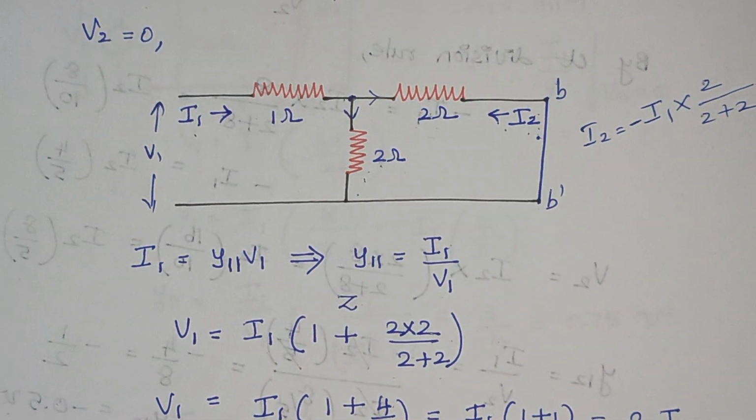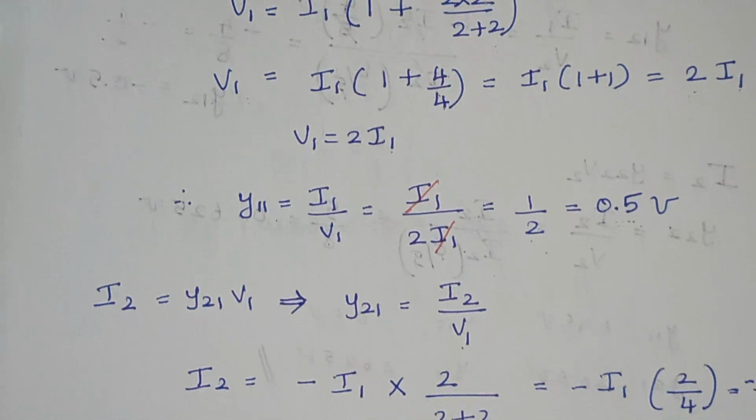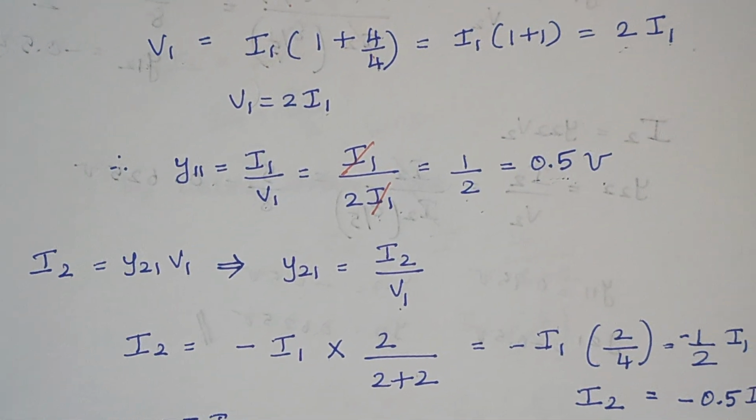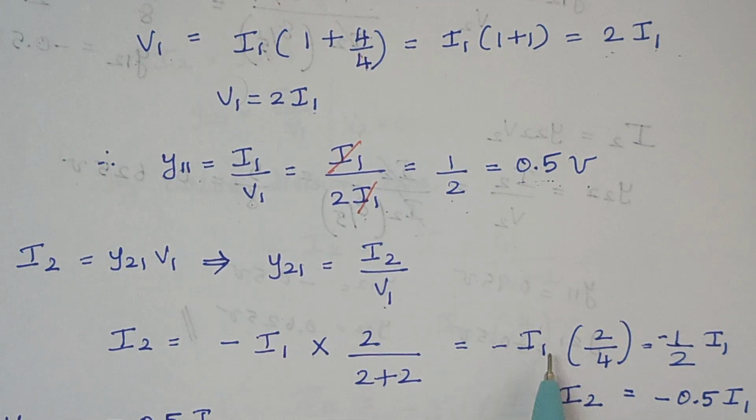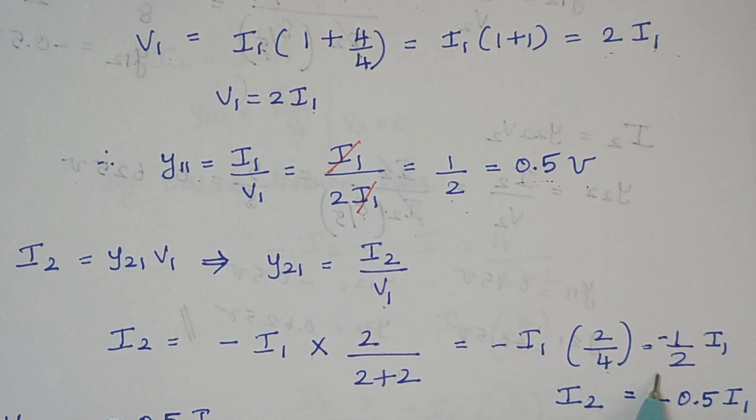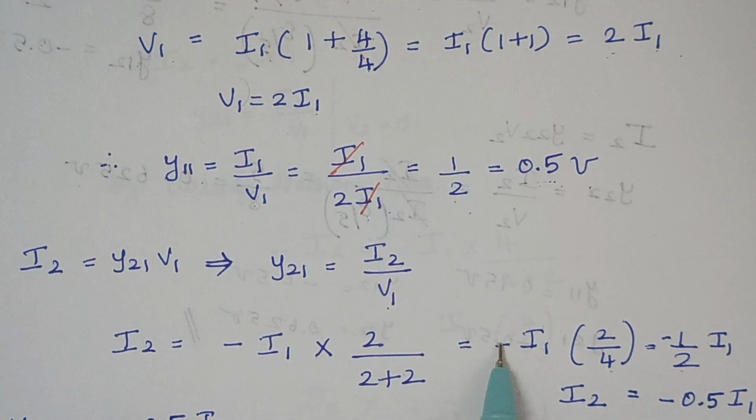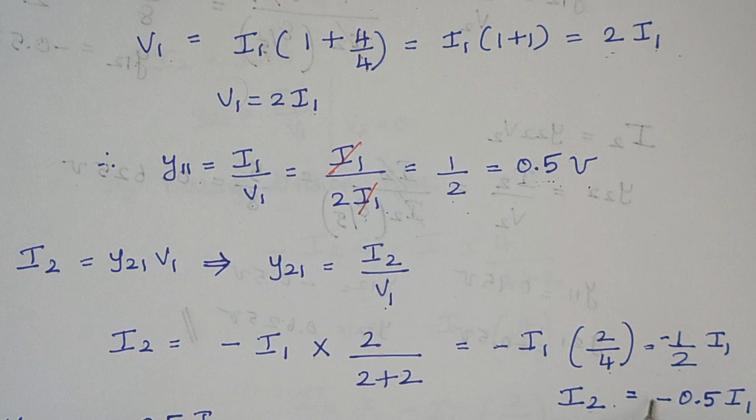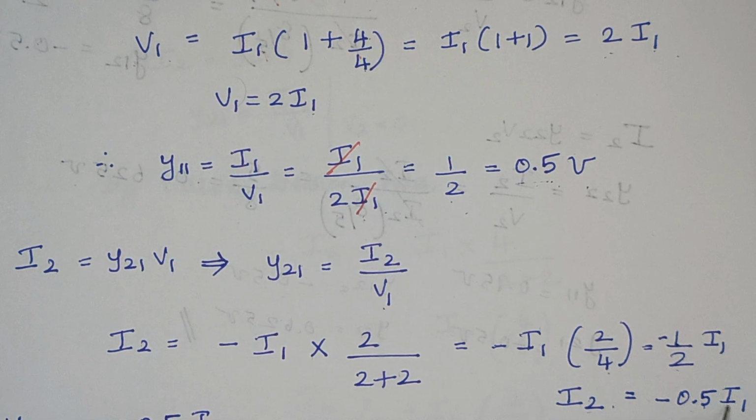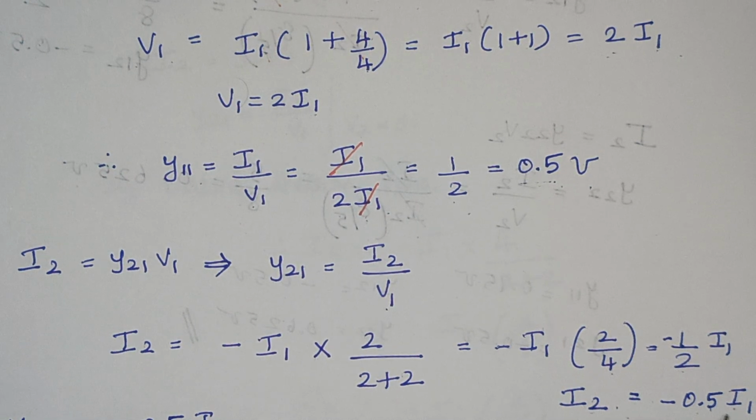Right. So here you see I2 is given by minus I1 into 2 divided by 2 plus 2. Once you solve, this becomes 2 by 4, which is 1 by 2, and we are having a minus. So finally I2 is given by minus 0.5 of I1. So we have calculated I2.